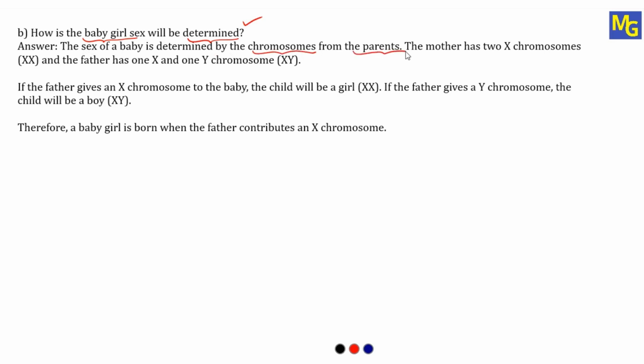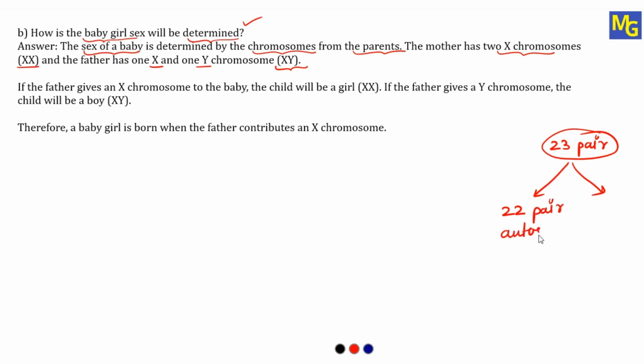Always remember, the sex of the baby is determined with the help of chromosomes coming from the parents. The mother has 2 X chromosomes, that is XX, and the father has 1 X and 1 Y chromosome, that is XY. As we all know, we have 23 pairs of chromosomes in total, and out of these, 22 pairs are called normal chromosomes or autosomes, and 1 pair is called sex chromosomes. So you have to remember this.